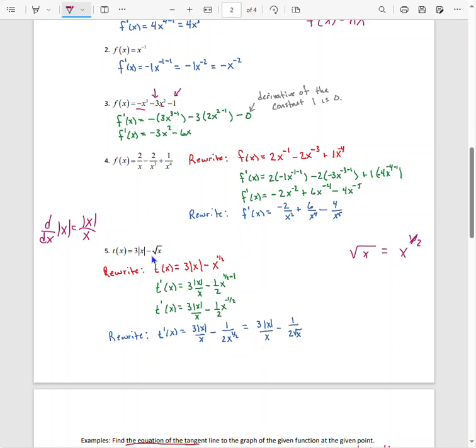We started with a radical of x, however, instead of x to the 1/2. So the only thing I do as my final step is, instead of calling that 1 over 2 x to the 1/2, I call it 1 over 2 square root of x. All right.